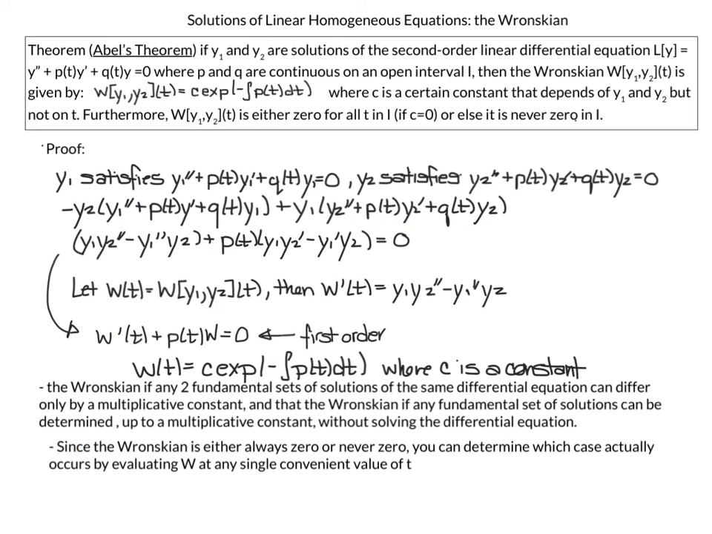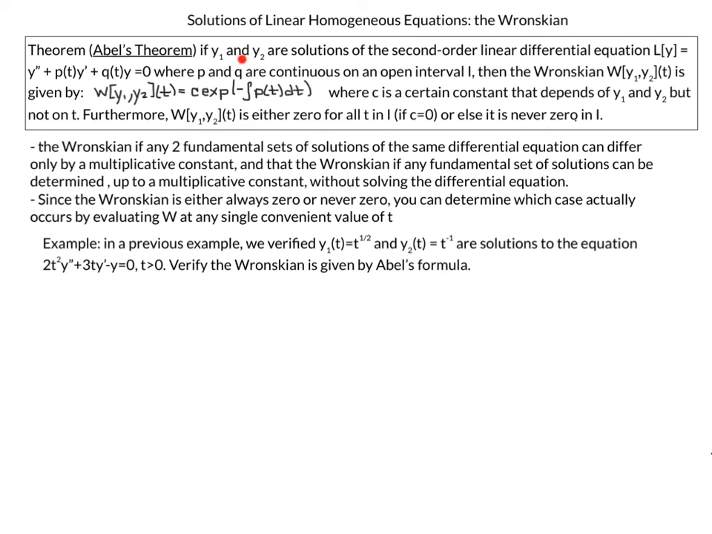And also, since the Wronskian is either always 0 or never 0, which comes from this proof here, you can determine which case actually occurs by evaluating W at any single convenient value of t. So this is kind of useful, and it falls out of this proof. So I have Abel's theorem here and the two points about the Wronskian here, and we'll look at an example.